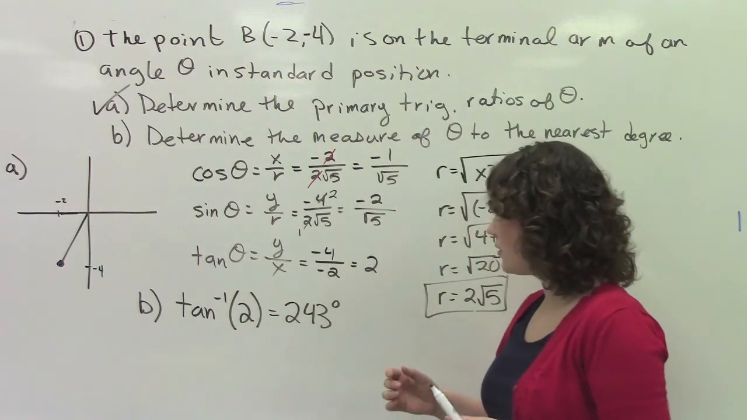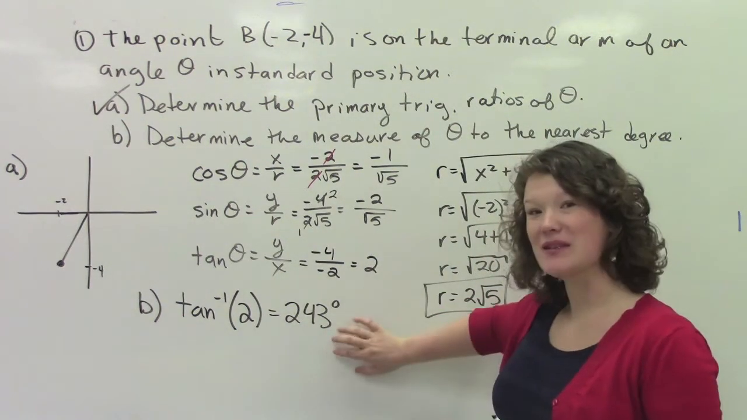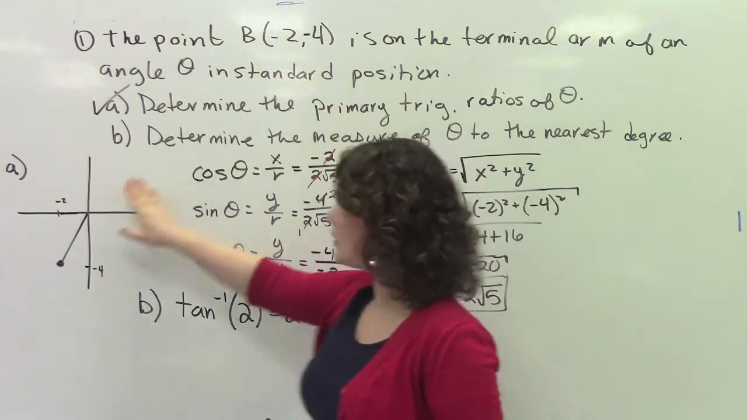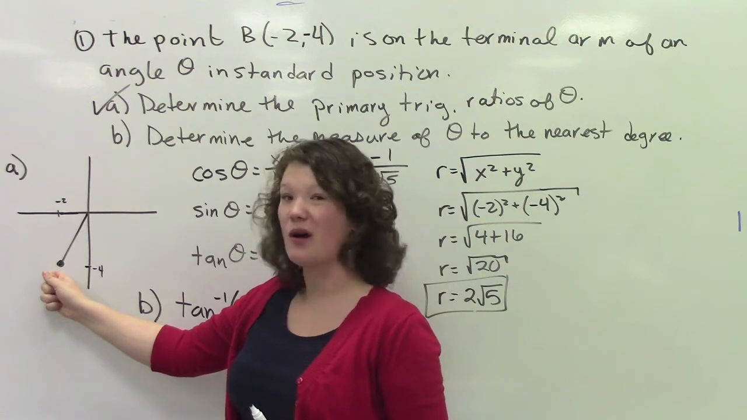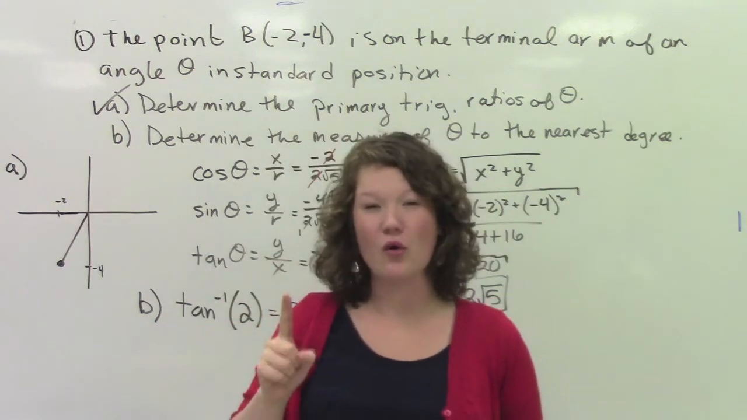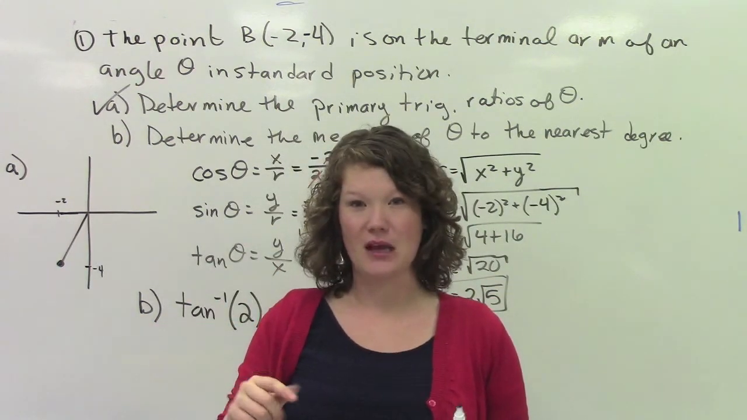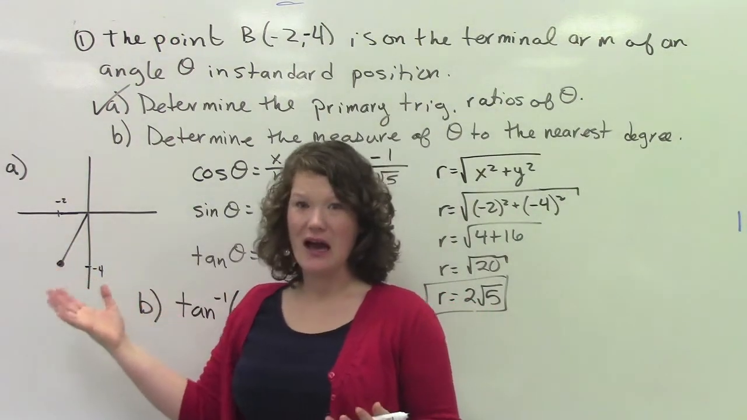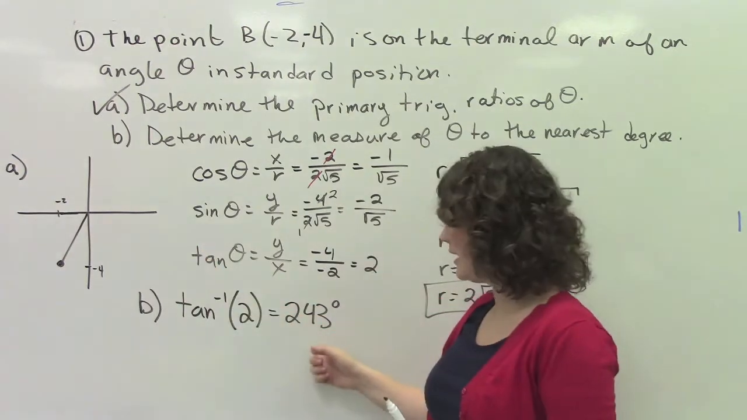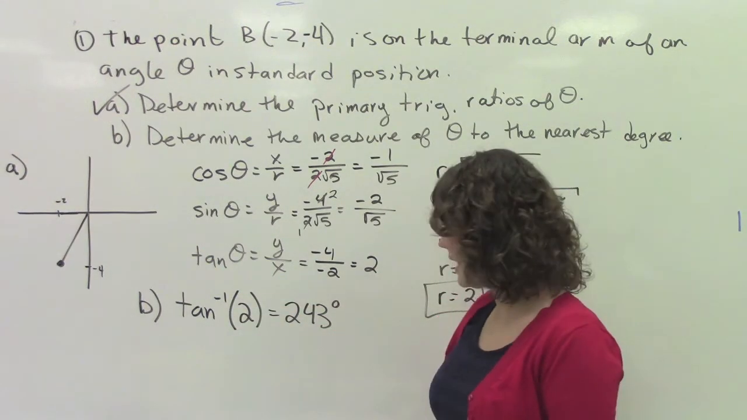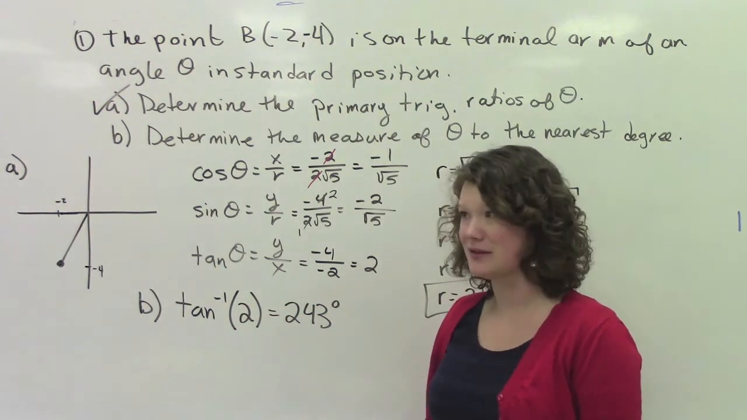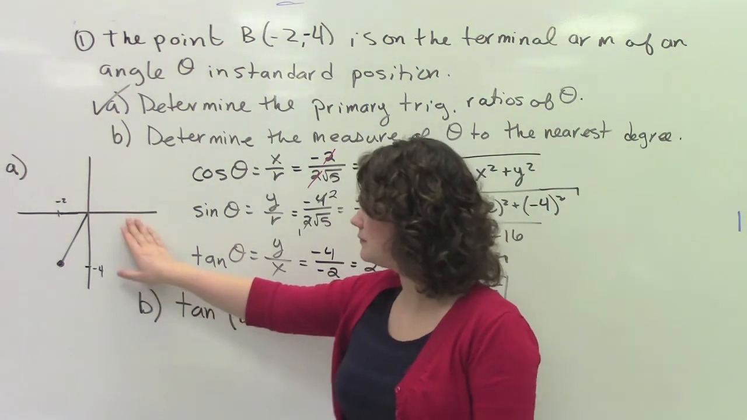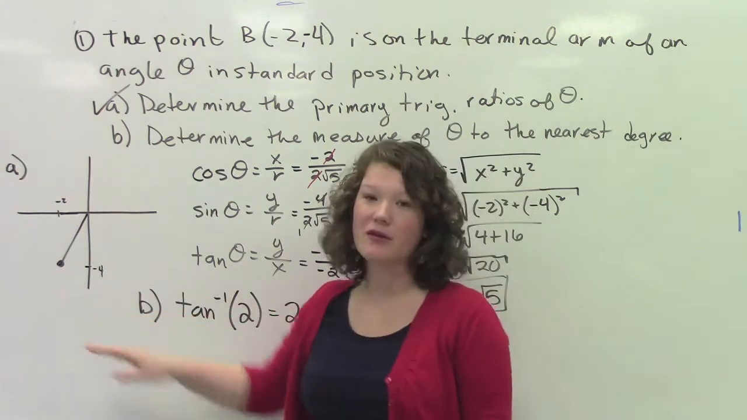But the reason why this one doesn't is because we know that the terminal arm, or the point at the end of the terminal arm, is in quadrant 3. So there can actually only be one answer. And when we look at this here, 243, is that in quadrant 3? Yeah. If you get this type of question and you get something like 47 as your theta, we got some problems there, okay? But since it matches the correct quadrant, we're good.